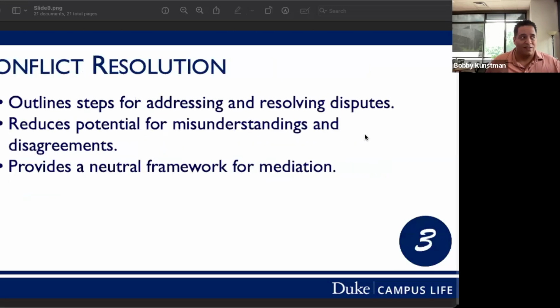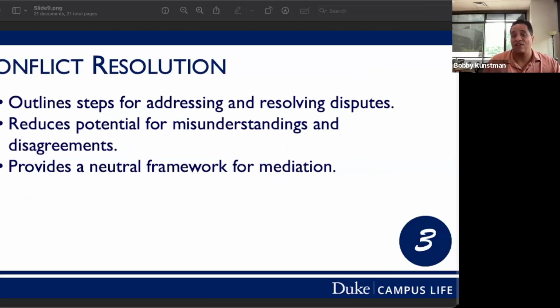Recognizing that there can be conflict resolution is another key area to really define in a constitution. Having clear steps for addressing disputes ensures that issues are resolved fairly and promptly, which is important for maintaining harmony. When you have it outlined in your constitution, it's easy to say, here we have A, here we have B, here we have C. We need to engage in it across this board.